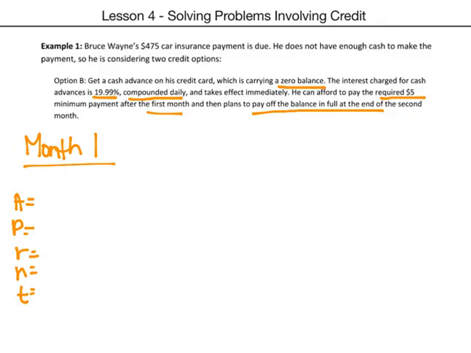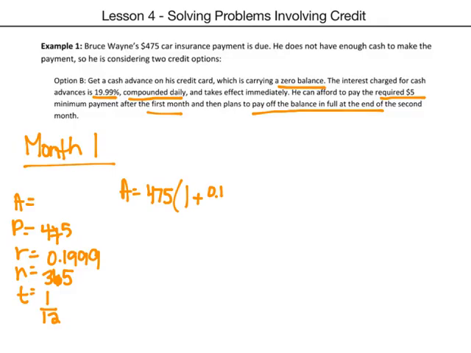So his principal is $475. The rate is 0.1999. It's compounded daily. And the term is after 1 month, so 1 out of 12 months. Now we're going to put that into our formula. So we have 475, 1 plus 0.1999 over 365 to the power of, now N times T is 365 times 1 over 12, which is the same as 365 over 12.